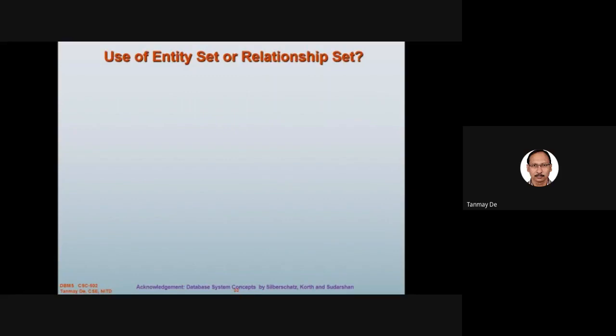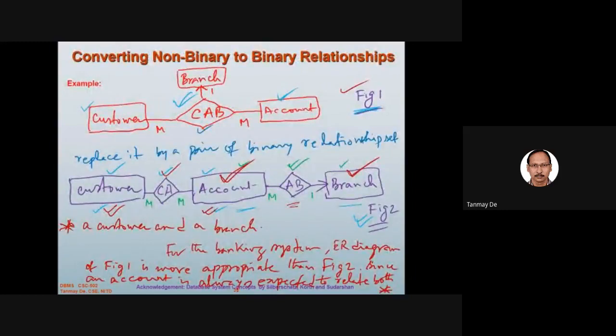Now, the use of entity set or relationship set. The question is about the particular object. Suppose in the previous example, the account object is an entity set, the customer object is an entity set, and branch is an entity set. Why is branch not a relationship set? Sometimes it is not clear whether an object is best expressed by an entity set or a relationship set.